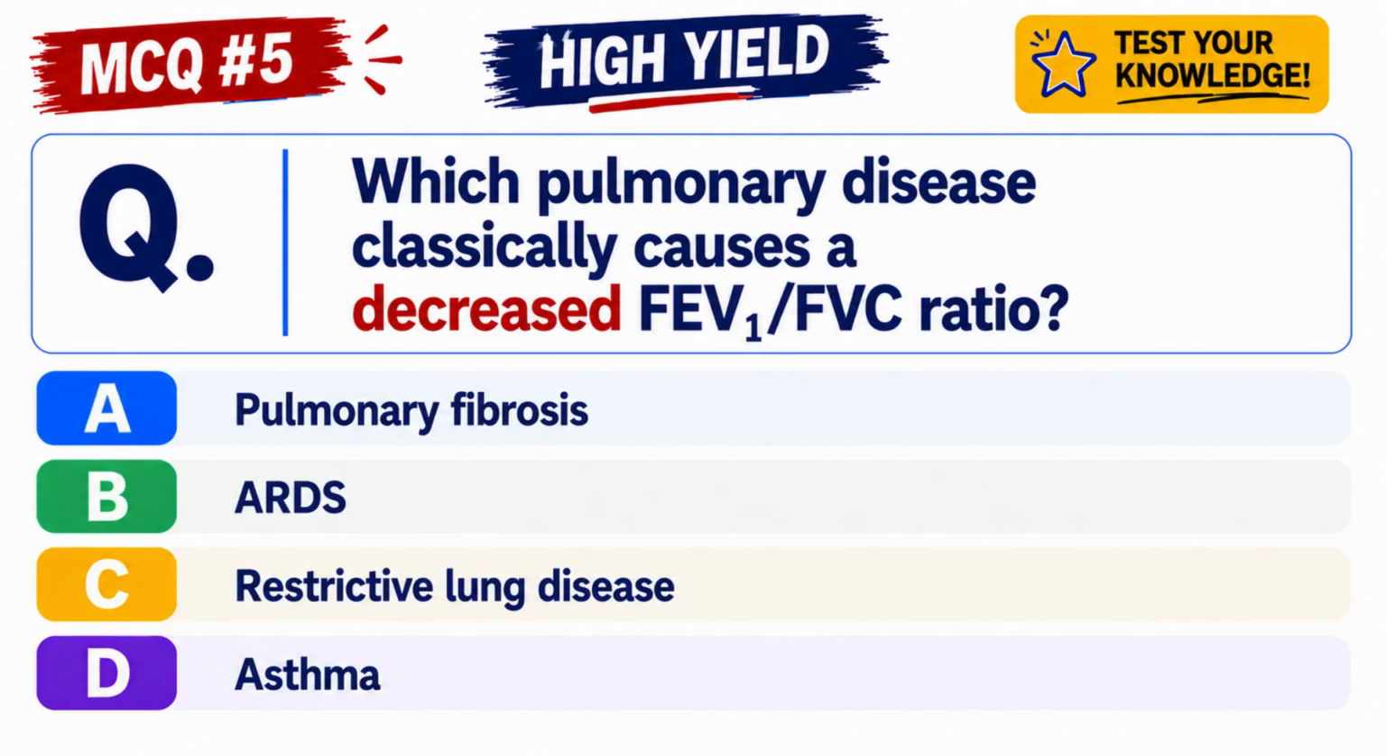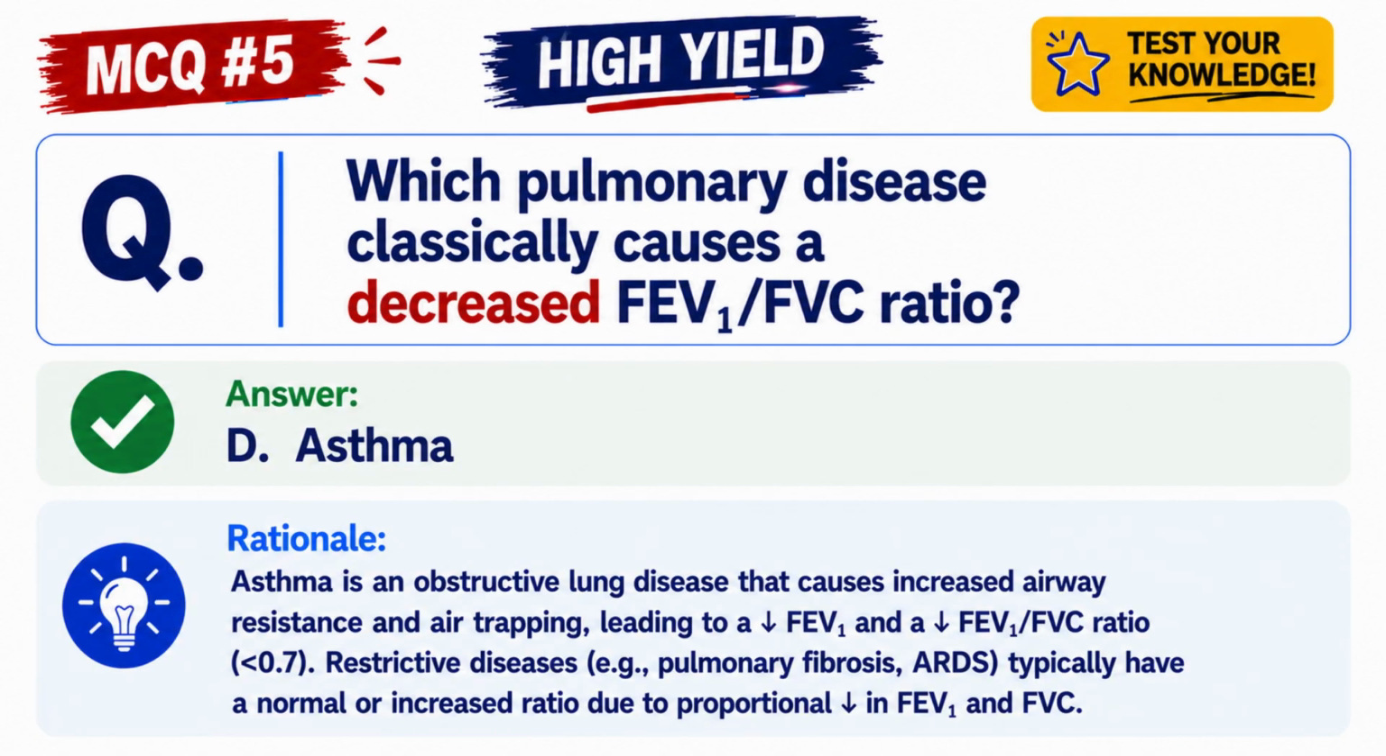Question 5. Which pulmonary disease classically causes a decreased FEV1 over FVC ratio? A. Pulmonary fibrosis. B. ARDS. C. Restrictive lung disease. D. Asthma. The answer is D. Asthma.